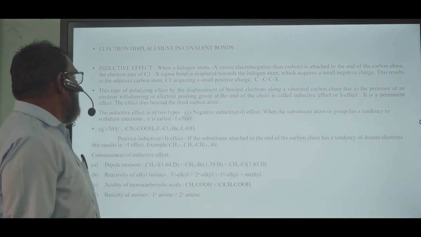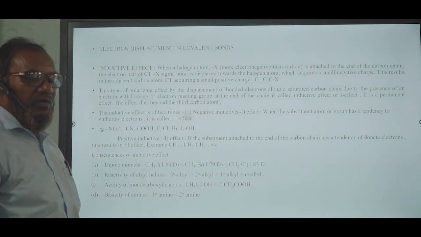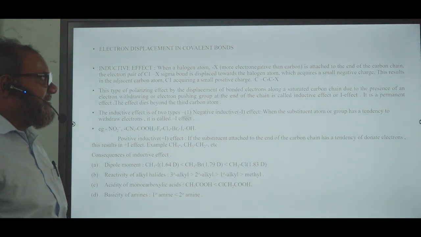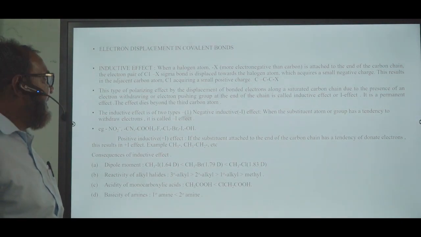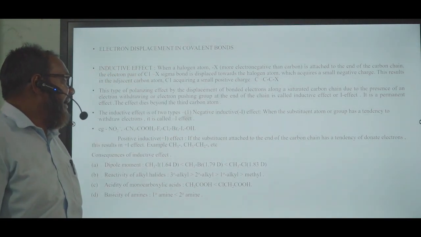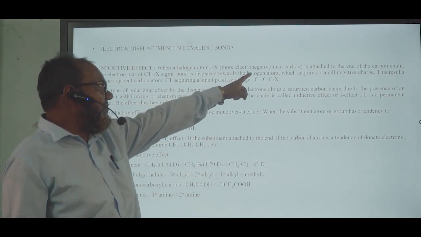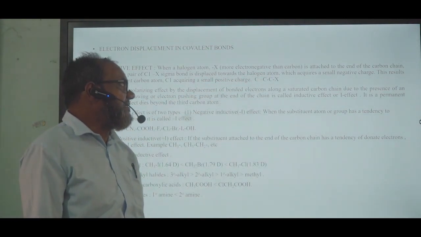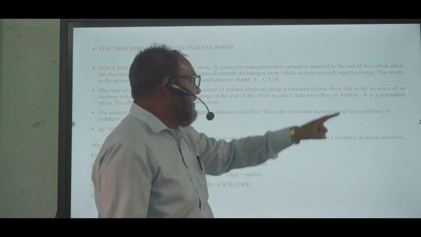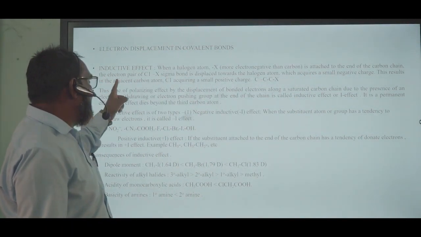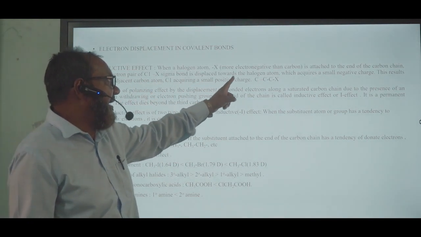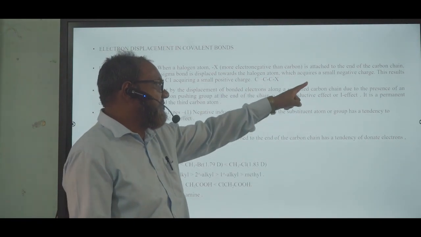Now next one is electron displacement in covalent bonds. In a covalent bond, electron displacement takes place in different ways. One way is the inductive effect. When the halogen atom X, more electronegative than carbon, is attached to the end of the carbon chain, the electron pair of the carbon 1 and X sigma bond is displaced towards the halogen atom.